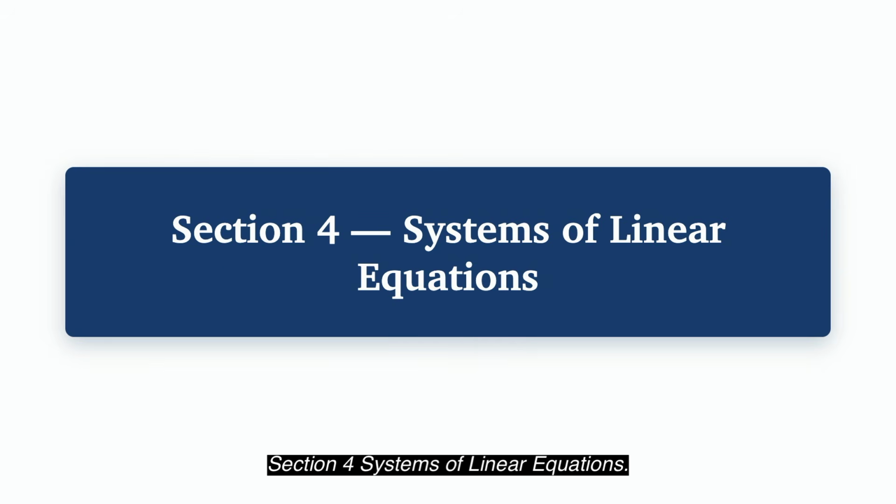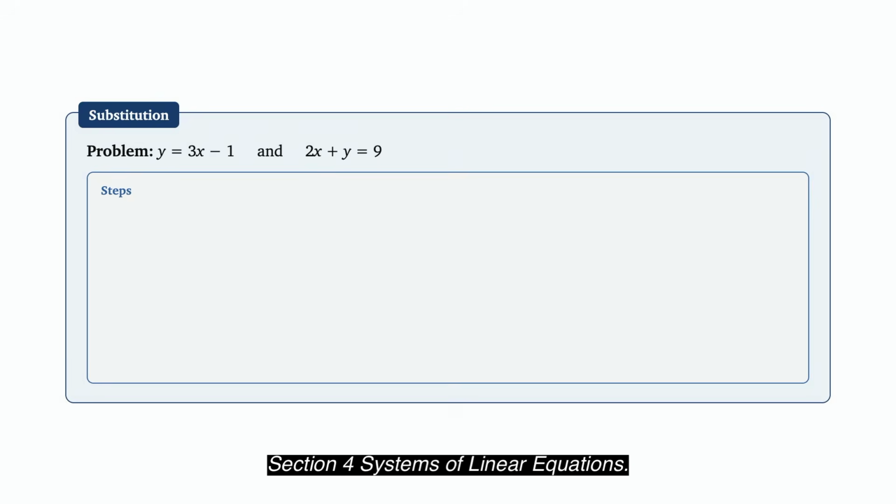Section 4, systems of linear equations. Substitution and elimination. A system of equations is just two equations, two unknowns. You have two methods. Substitution, solve one equation for a variable, plug it into the other. Elimination, add or subtract the equations to cancel a variable.